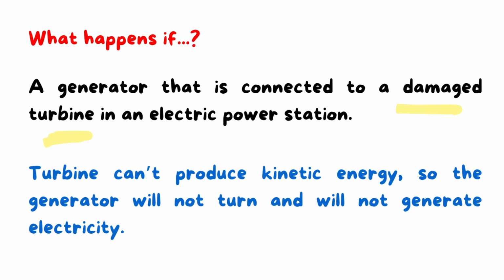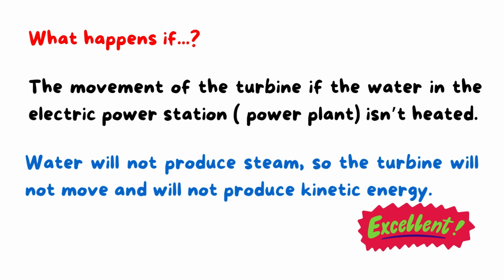So the generator will not turn, will not operate, okay, and will not generate electricity. You know why? Because the generator needs kinetic energy from the turbine to be operated and to generate electricity. So if the turbine is damaged, this will not happen, as the generator will not turn and will not generate electricity. Here we have the last question we have.